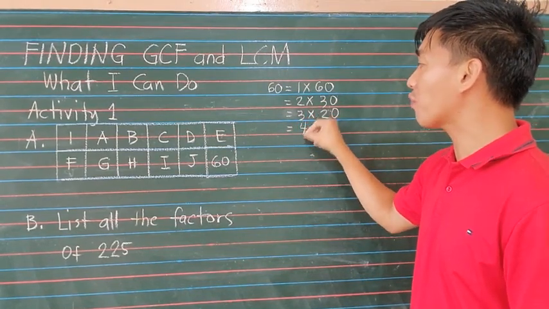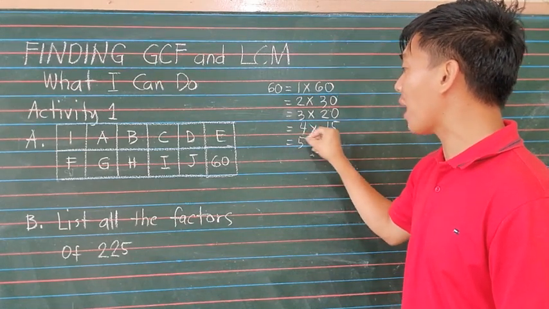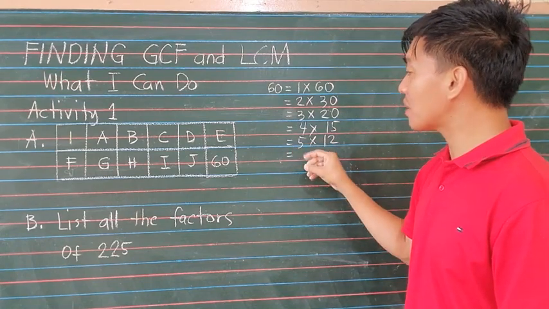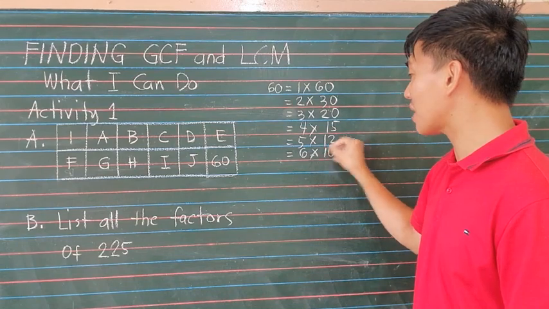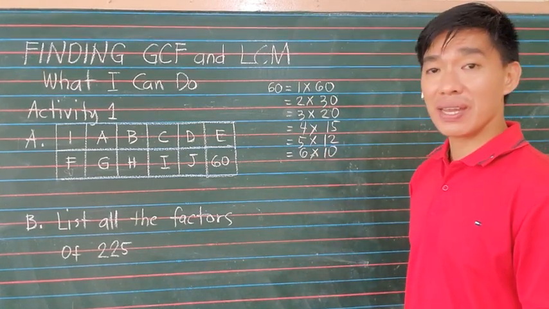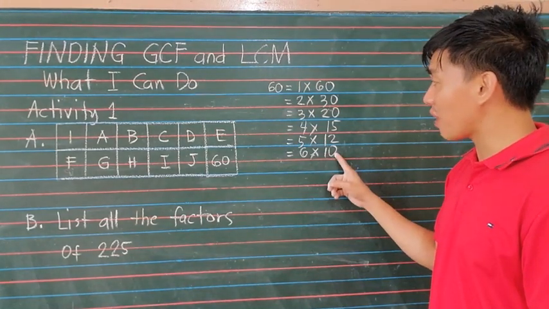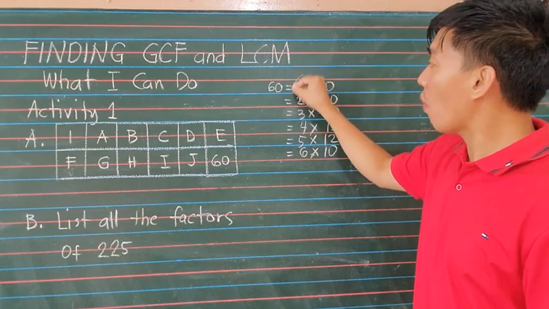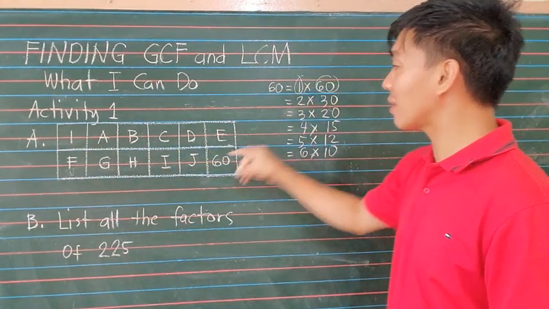Also divisible by 4, that's 4 times 15. Also divisible by 5, that is equal to 5 times 12. Also divisible by 6, that is 6 times 10. Not by 7, not by 8, not by 9, and 10 is already there. So it simply means this is now complete. So 1 is already listed there, and 60 is already listed here.